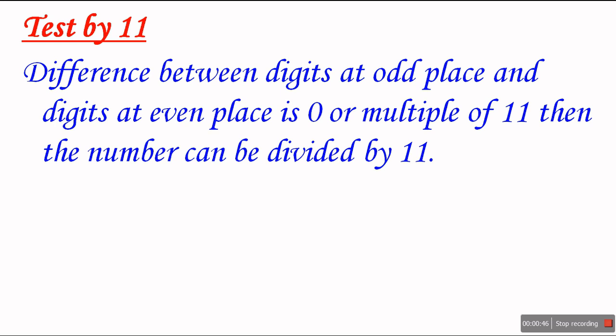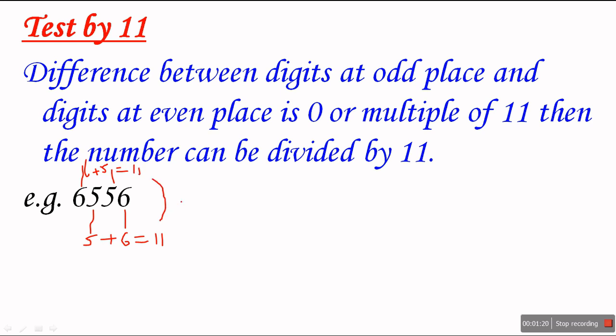For example, we have a number. This digit is at an odd place, and this is at an even place. So add 5 plus 6, that is 11, and 6 plus 5, that is 11. And 11 minus 11 is 0. So if this difference is 0 or a multiple of 11, then the number is divisible by 11. Otherwise, the number is not divisible by 11.